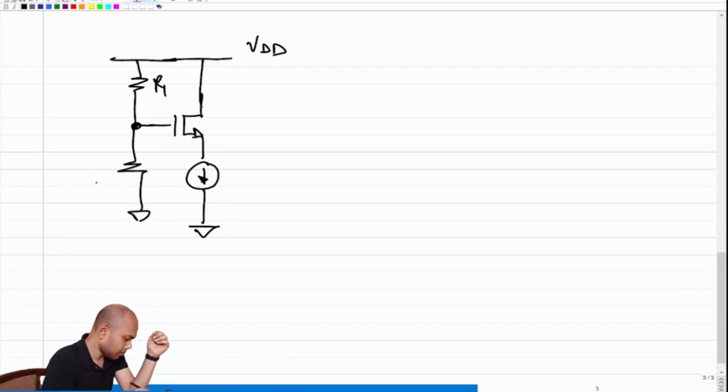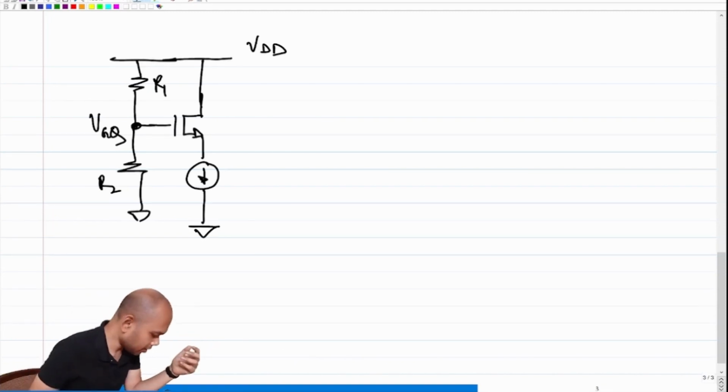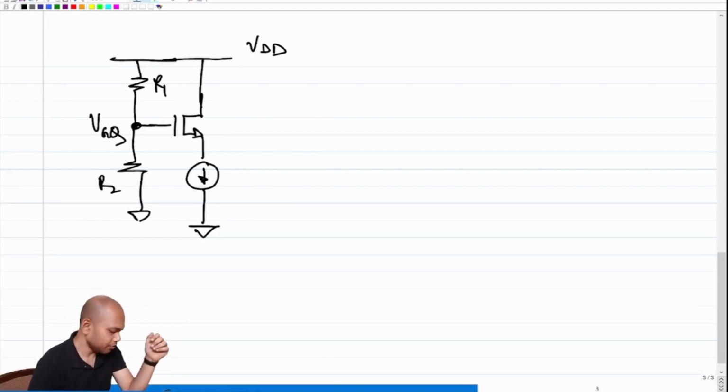Let's say this is some R1 and R2, and let's assume this is some VGQ. Okay, what is this VGQ? We'll see. It's our job to determine what the requirement of the VGQ is, but for the time being, let's assume that some gate voltage has been established. Okay, so this becomes I naught.